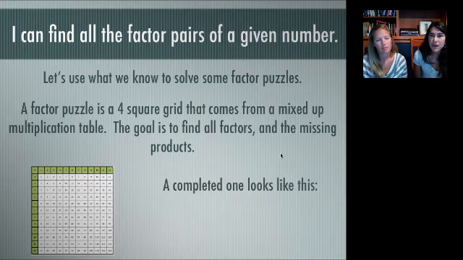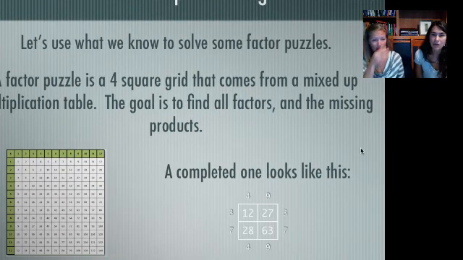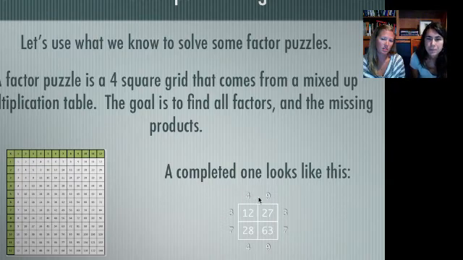So we're going to find factors and the missing products by looking at a little factor puzzle that looks like this. This is what a completed one looks like. You might have ones that have missing factors and products. These are the factors that are along the outside, 4s and 9s, 3s and 7s, and these are the products on the inside. Okay?